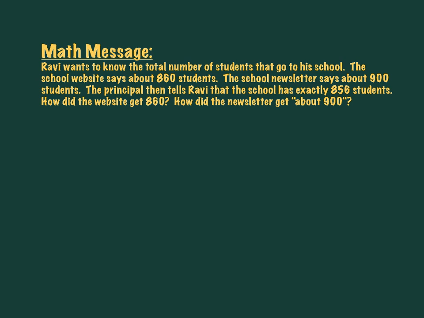Ravi wants to know the total number of students that go to his school. The school website says about 860 students. The school newsletter says about 900 students. The principal then tells Ravi that the school has exactly 856 students. How did the website get 860 is your first question that you need to answer.